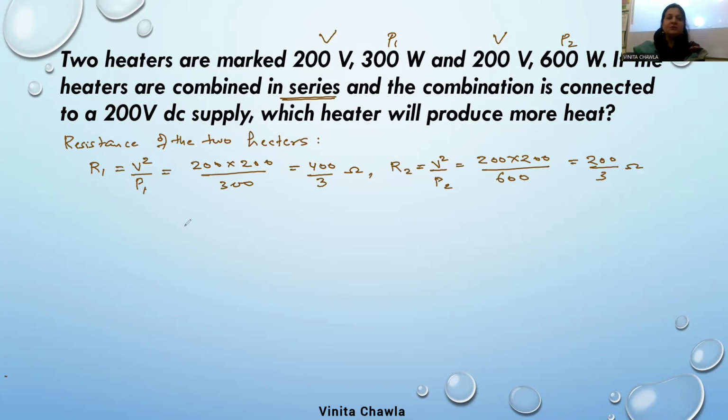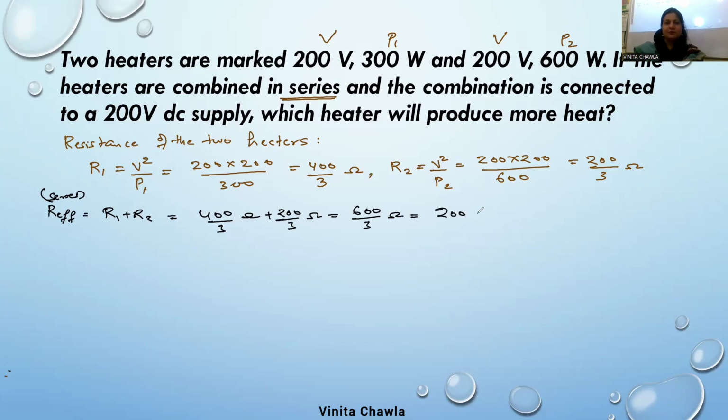Okay. Now for series combination, how do we find effective resistance? Simply add the resistance. For series combination, we add the resistance. So R1 plus R2 is 400 by 3 ohm plus 200 by 3 ohm is equal to 600 by 3 ohm, and this is 200 ohm. This is the effective resistance.